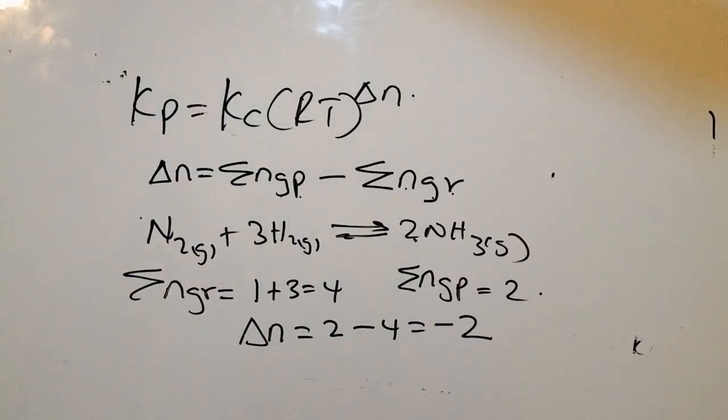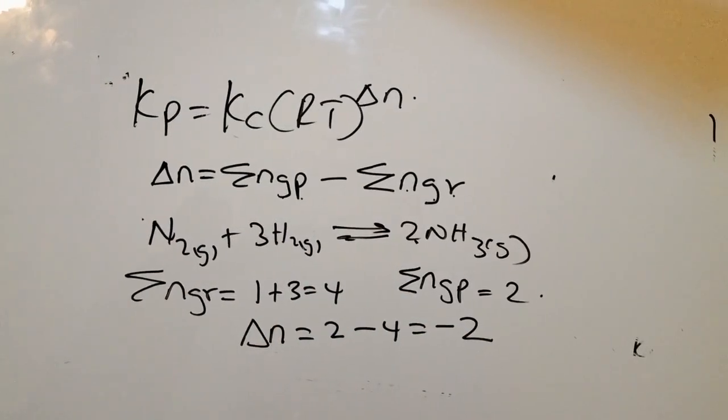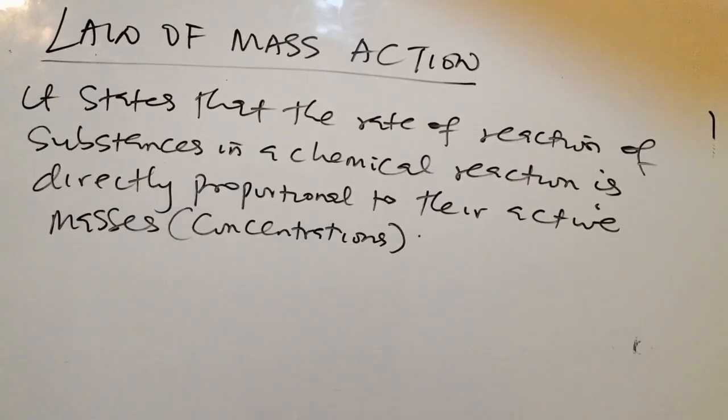So having done that, we'll go over to another thing. We have the law of mass action on the board, the law developed by two gentlemen called Guldberg and Waage. The law of mass action says that the rate of reaction of substances in a chemical reaction is directly proportional to their active masses. Active masses here represent concentration.